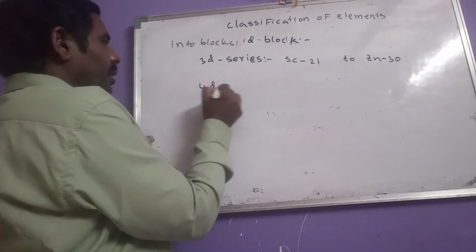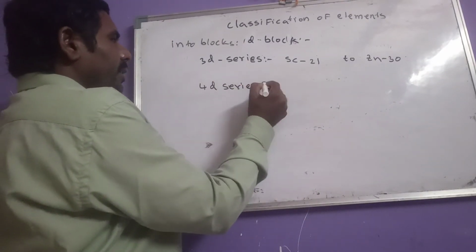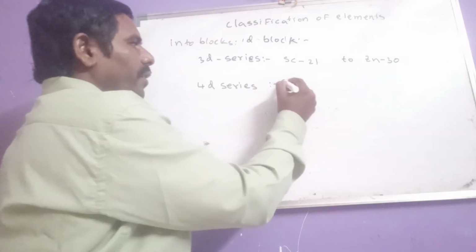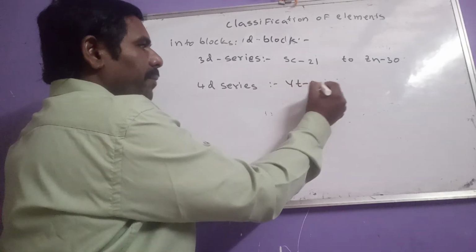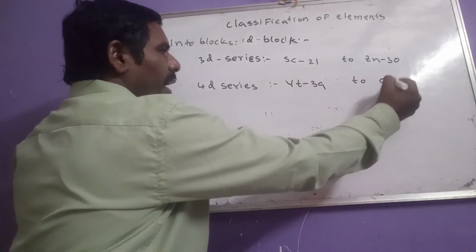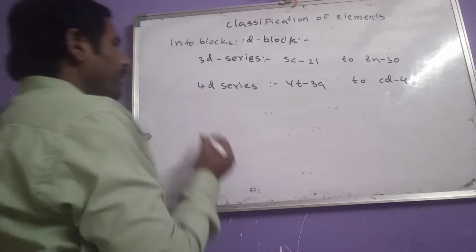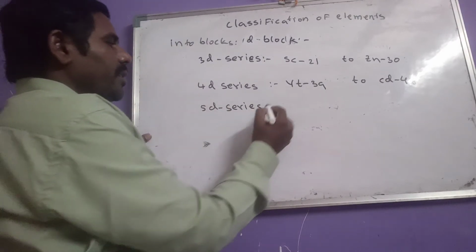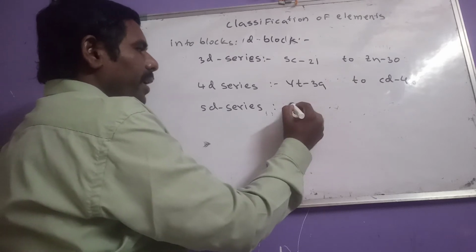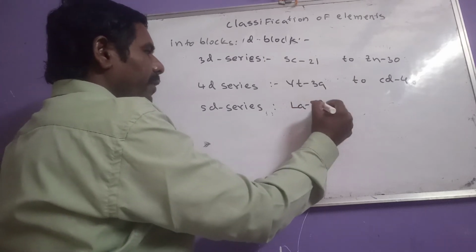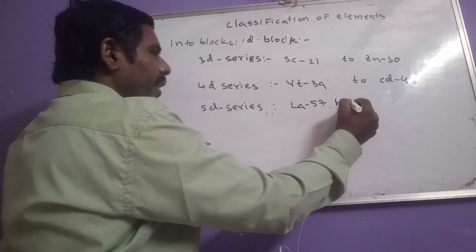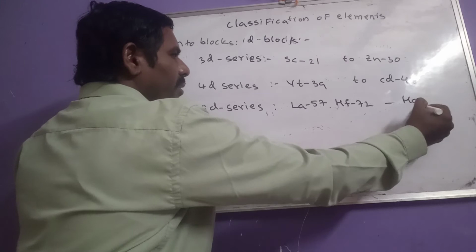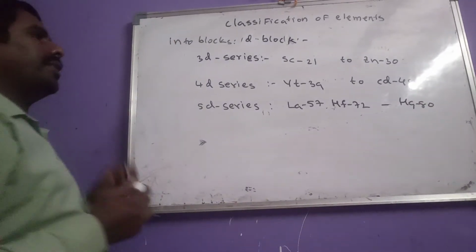And the second one is the 4d series. It is also called the second transition series. First element yttrium 39 to cadmium 48. And the 5d series is known as the third transition series. The first element is lanthanum 57. The immediate next element is hafnium 72, and the last element is mercury 80.